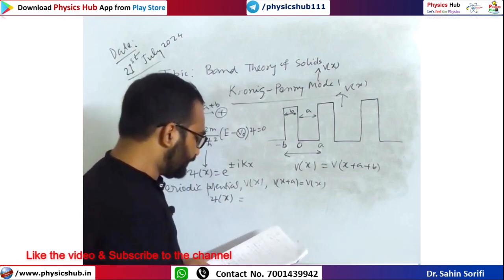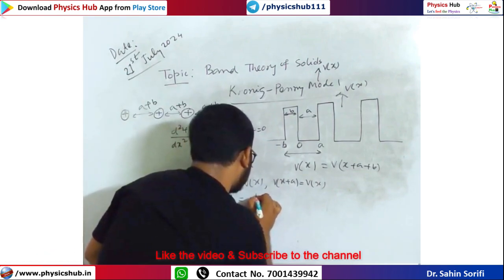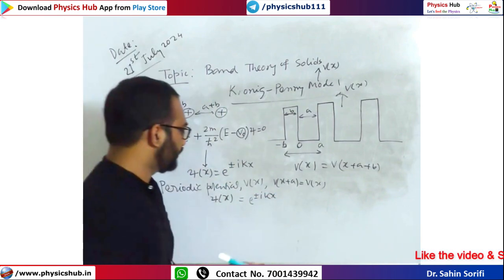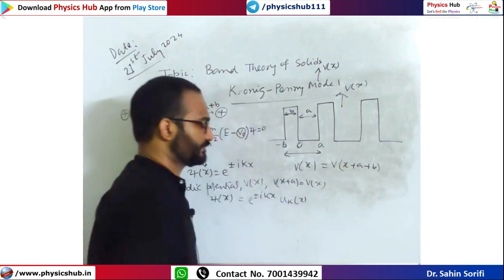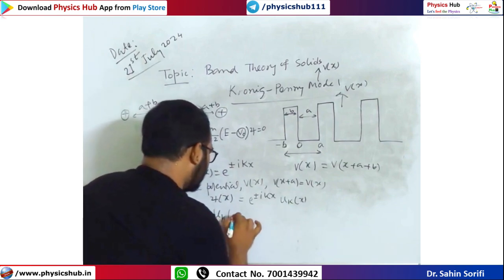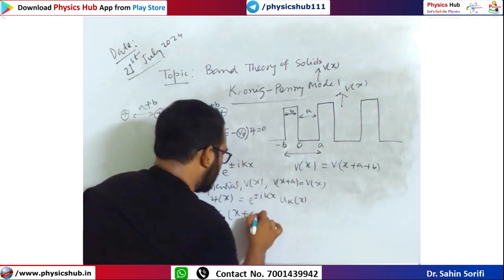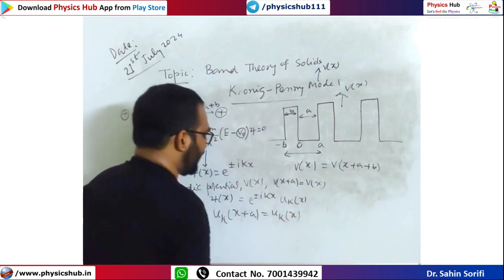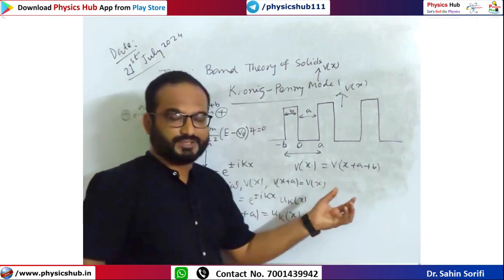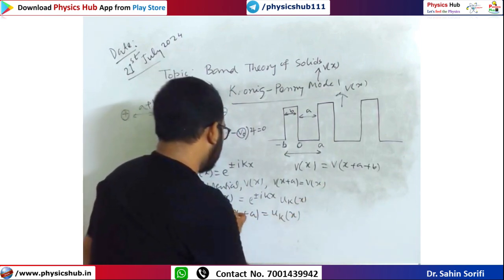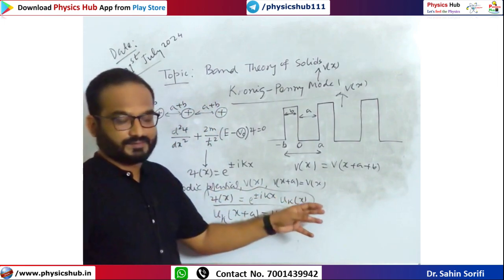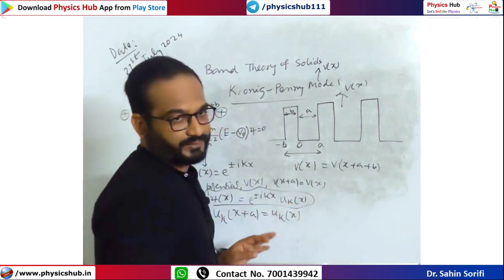So the modified solution of the Schrodinger equation becomes e to the power plus minus i k x times some multiplication factor u k of x. This u k of x has the period of the lattice, meaning u k at x plus a is u k of x, where a is the lattice parameter. So whenever we get a periodic potential, we can directly assume this solution, psi of x equals e to the power plus minus i k x u k of x. This is known as the Bloch theorem. So this is a Bloch function.